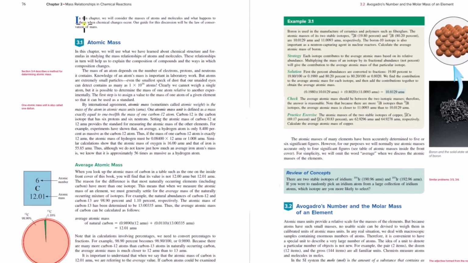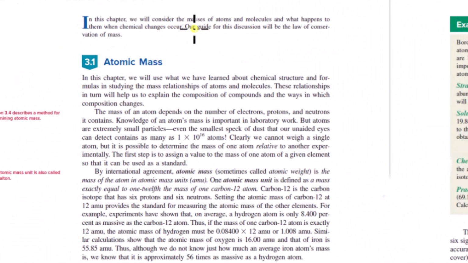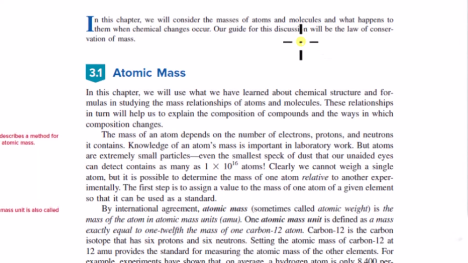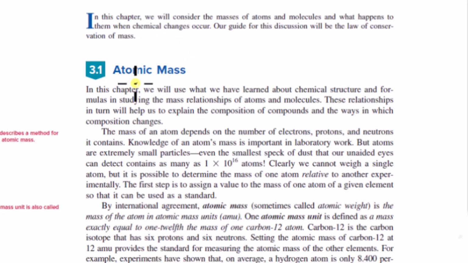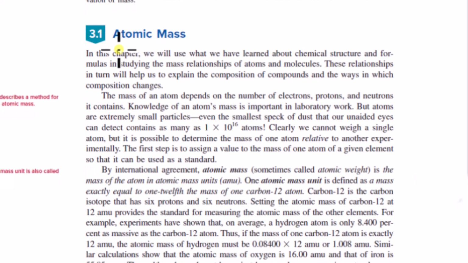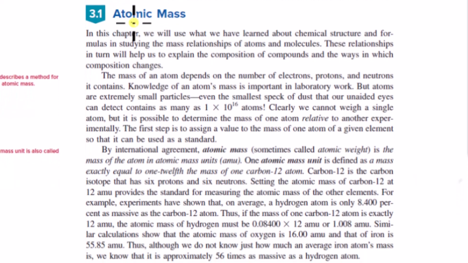Okay. In this chapter, we will consider the masses of atoms and molecules and what happens to them when chemical changes occur. Our guide for this discussion will be the law of conservation of mass. So yeah, the law of conservation of mass isn't really going to come into play until part 2 in an upcoming video, where we're talking about the mass relationships with chemical changes, chemical reactions. And so right now we're just wanting to think about the idea of atomic mass. So the mass of an atom.